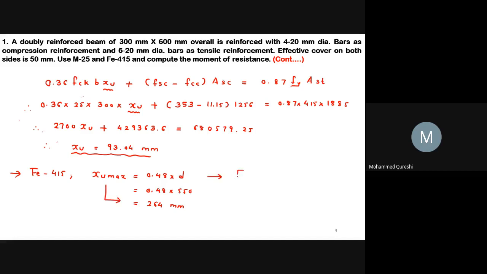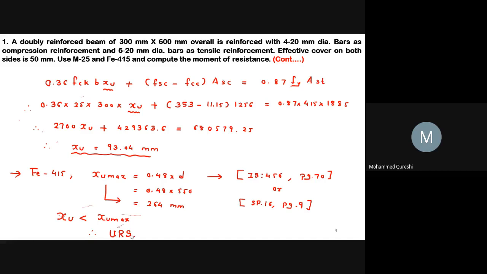This equation is already available in IS 456-2000, page number 70, or you may use SP16, page 9. Here, the values of XU and XU max have been calculated by us. So here XU is less than XU max. Therefore, our section is under reinforced section.